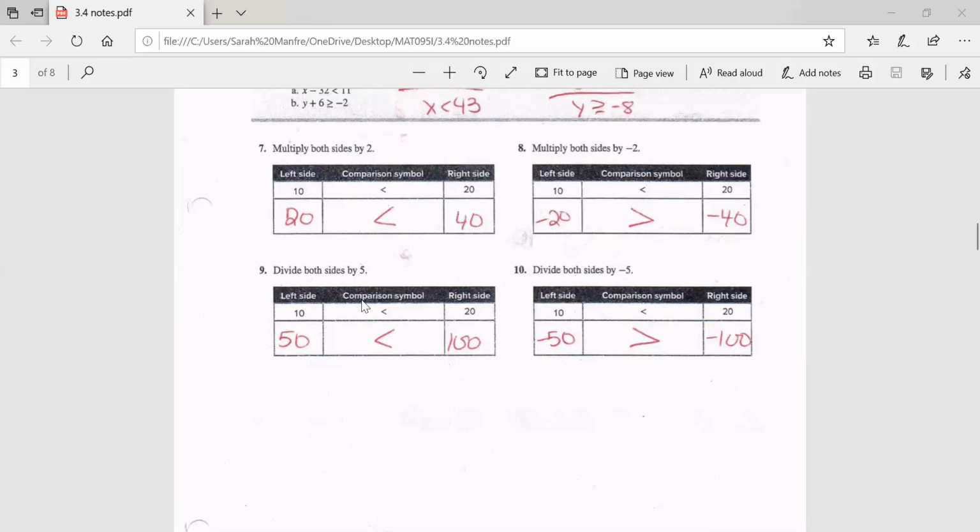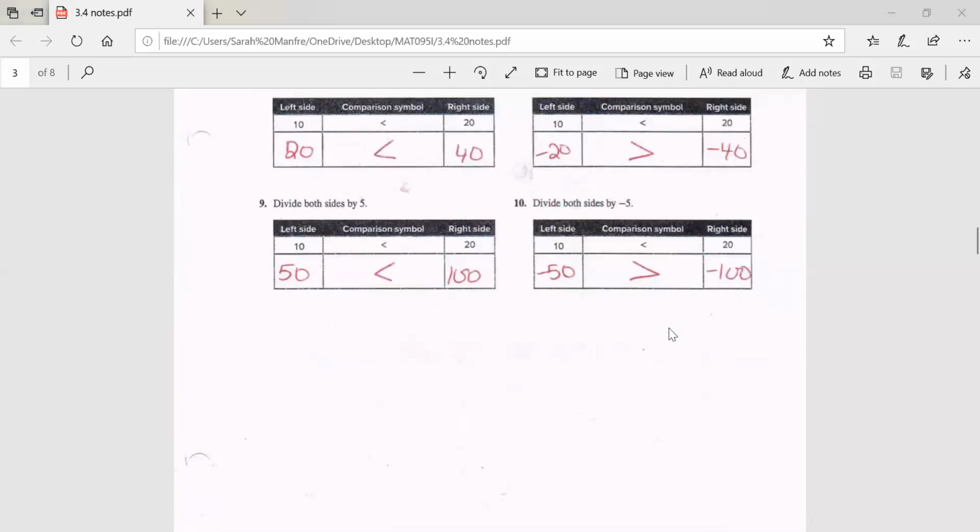Note the inequality sign. It stayed the same. Well, in 8 and 10, we multiplied and divided by a negative. And what happened to that inequality sign? Everyone see how the inequality sign flipped? So whenever you multiply or divide by a negative, the inequality sign has to flip, okay? And that's just because we're changing the sign of the original number, which means that it's going to change.